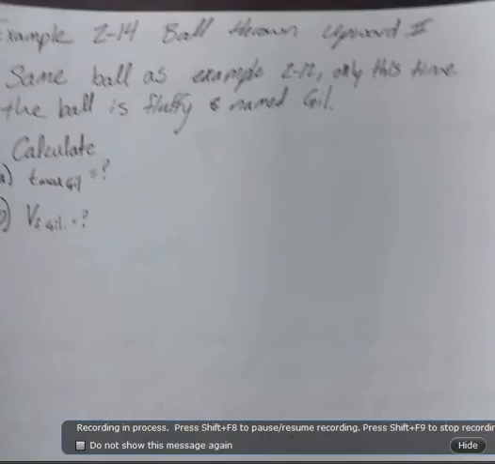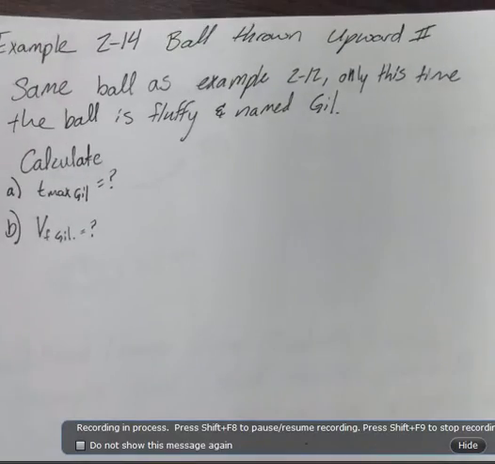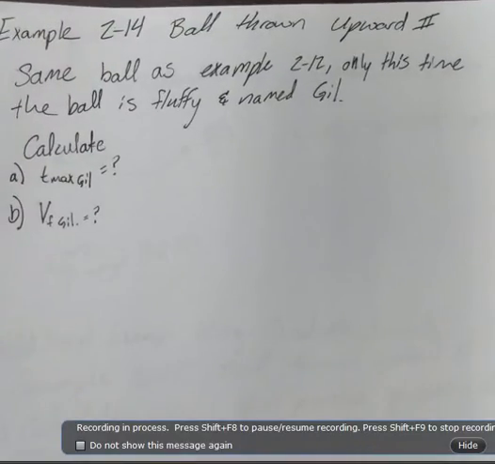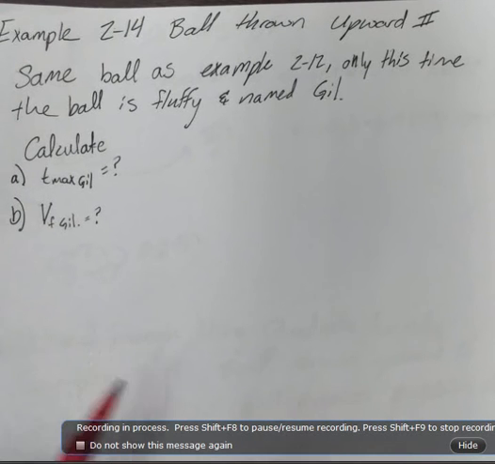So then we can move on to another example. Something else that we need to consider is a ball getting thrown upward. So we're going to take the same ball as in example 2-12, only this time the ball is fluffy and its name is Gil. So we're going to calculate a few things. We're going to calculate the maximum time, the time that it takes for Gil to make it to the top.